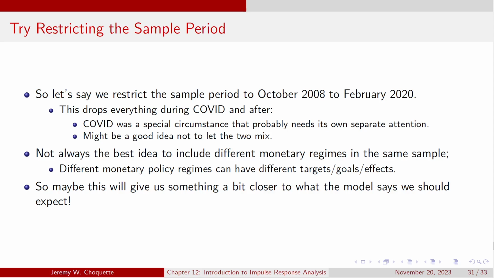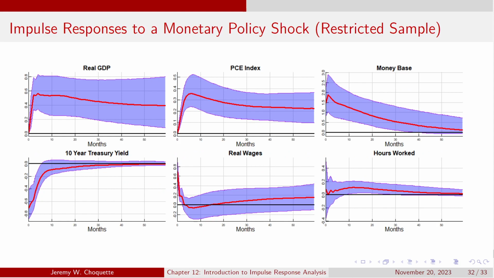So maybe if we restrict the sample, that's going to give us something a little bit closer to what the model says we should expect. And it kind of does a little bit. Not in the best way possible, but the 10-year treasury yield drops and then kind of increases up towards zero eventually. Real wages increase and then go towards zero.